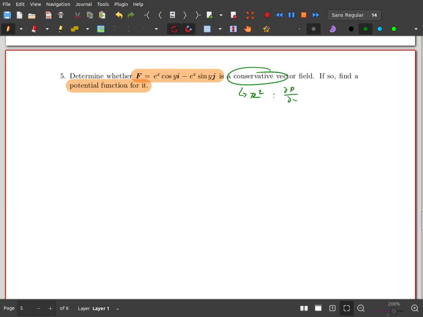Partial p, partial y should be equal to partial q, partial x. This is p, this is q. So let's first check if the field is conservative or not. If it's not, then the question becomes very short. So check for conservation.